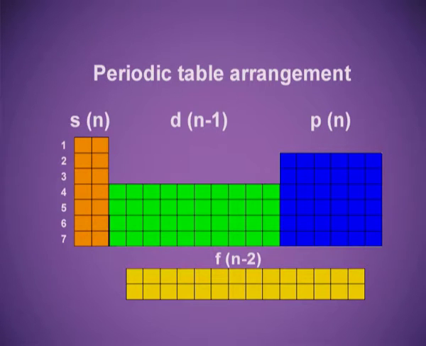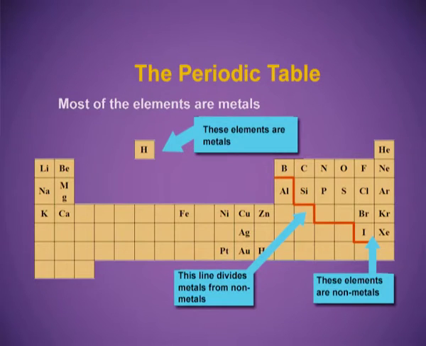Most of the elements in the periodic table are metals. The complete S block and the complete D block are all metals. The non-metals in the periodic table lie in the P block. The orange line shows the metalloids. What are metalloids? These are the elements between the metals and the non-metals. They have the properties of both.